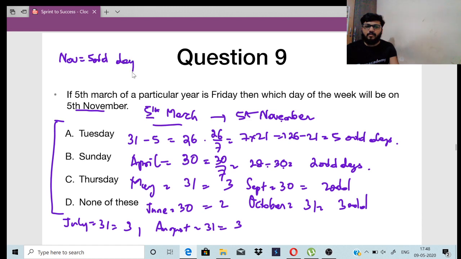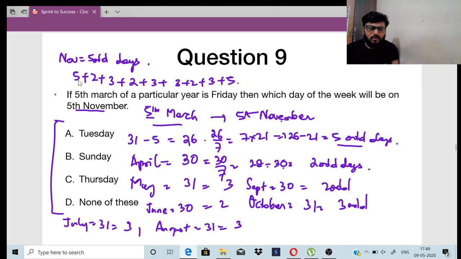Because this cannot be divided by 7. You cannot do 5 divided by 7. Yes or no? Now add all these, right? 5 plus 2 plus 3 plus 2 plus 3 plus 3 plus 2 plus 3 plus 5, right? I've calculated correctly, you know. March, April, May, June, July, August, September, October, November. Okay, this will be equal to 28.